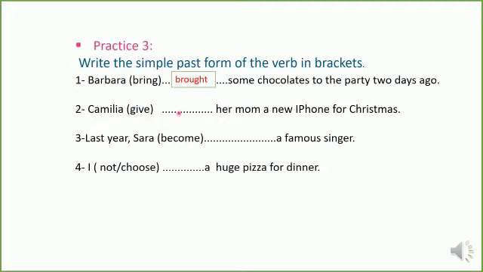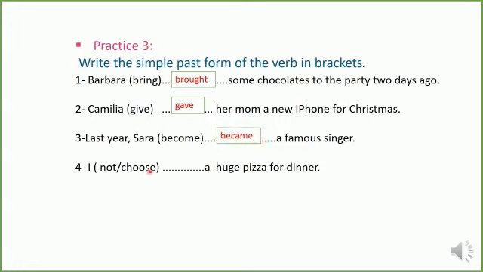Camelia give her mom a new iPhone for Christmas. Give, gave. Also, it's an irregular verb. Last year, Sarah became a famous singer. Become, became.